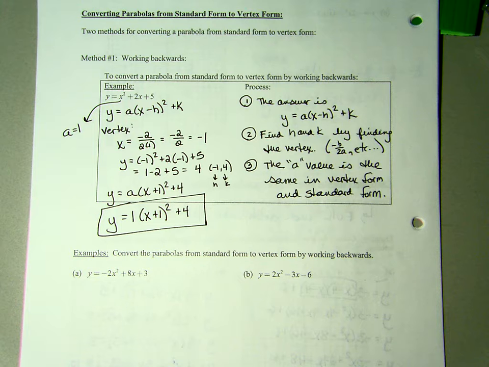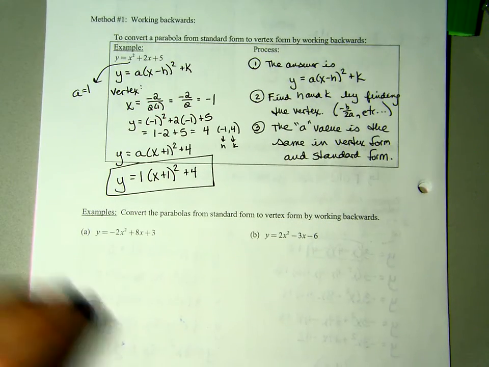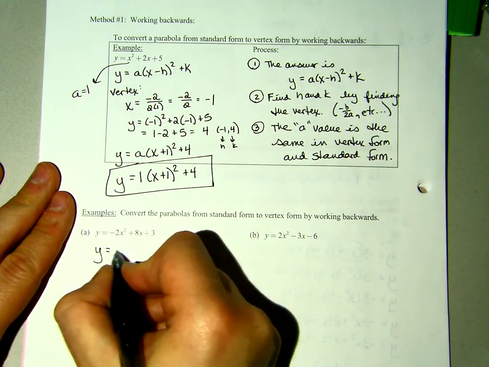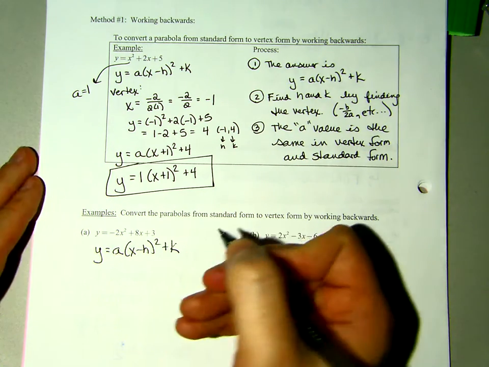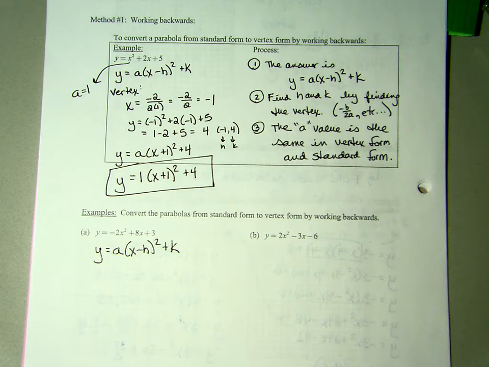Does this make some sense? Do letter A on your own. You know what the answer is going to be. It's y equals a times x minus h squared plus k. Find the h and the k. That'll take a little bit of work. Find the a, that should not take any work.